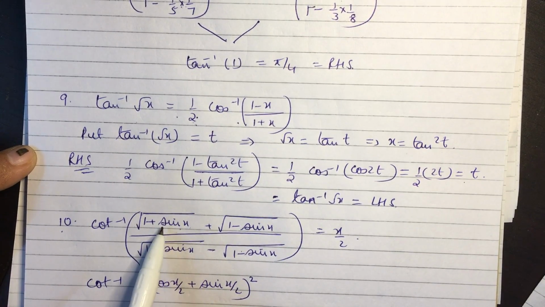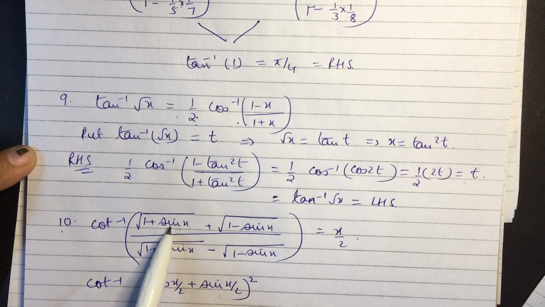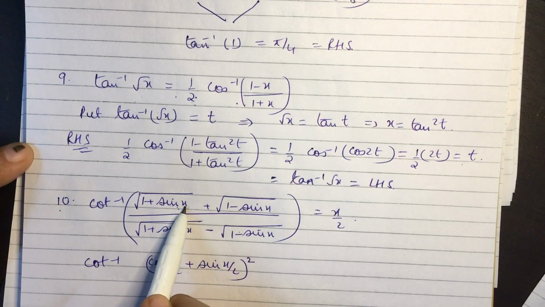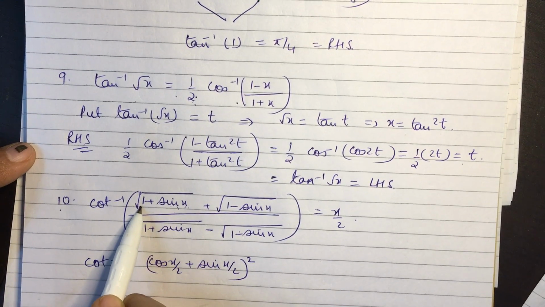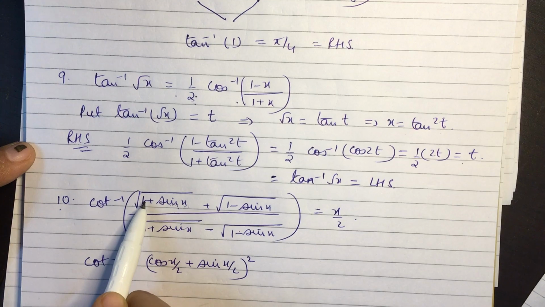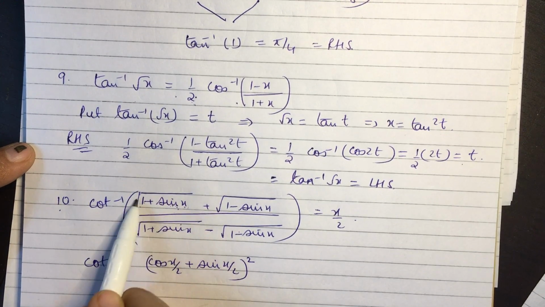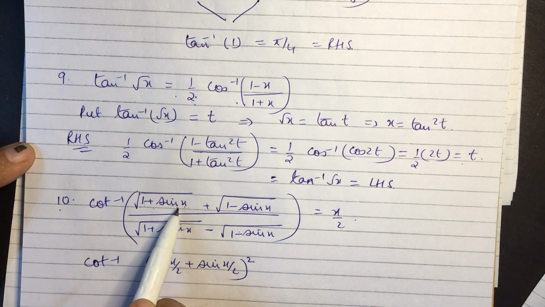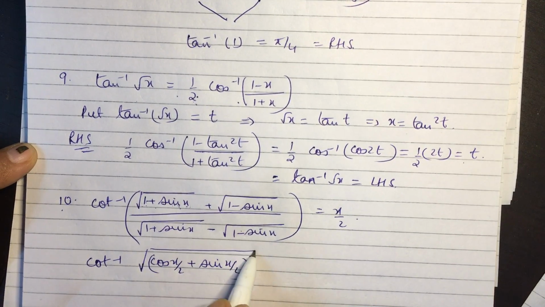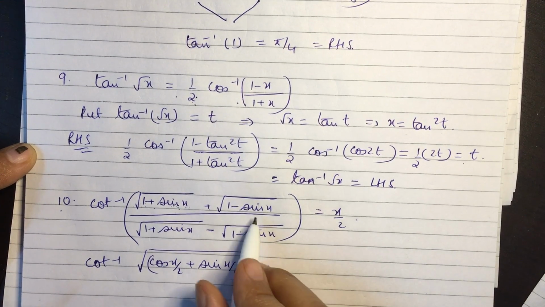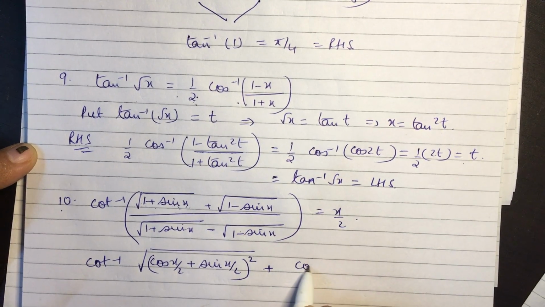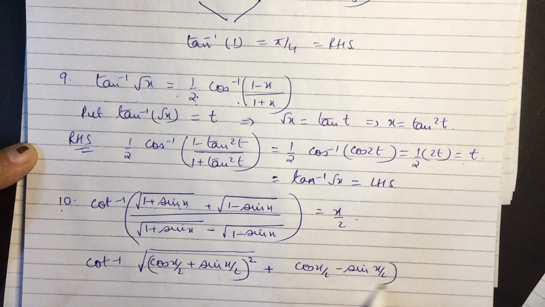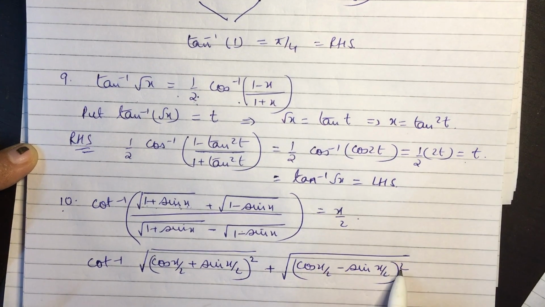And how can we do that? In place of sin x, we can write 2 sin x by 2 cos x by 2. 1 can be replaced with cos squared x by 2 plus sin squared x by 2. So this takes the form of root of (cos x by 2 plus sin x by 2) whole square. Plus the same way you can write it as root of (cos x by 2 minus sin x by 2) whole square.